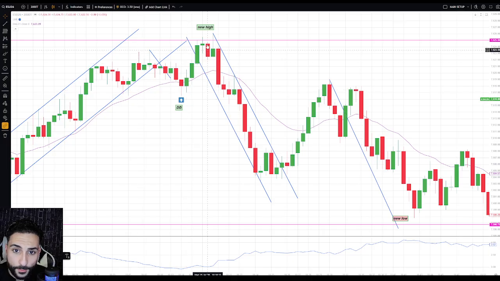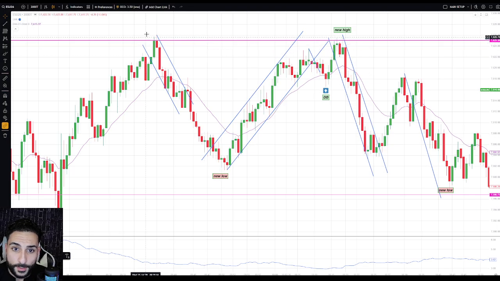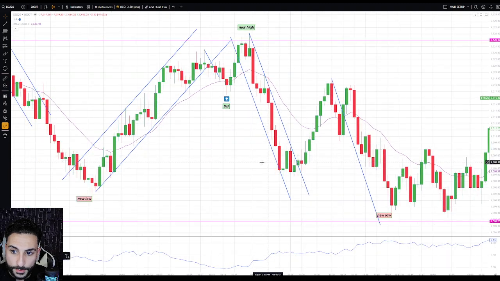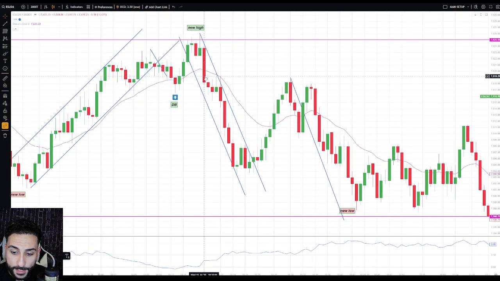We had a break, we had a new high. We double topped at the resistance. So what are we anticipating now? We're anticipating price to work lower and to touch the support, right? Because we are following range rules. So now we're focusing on this downtrend.